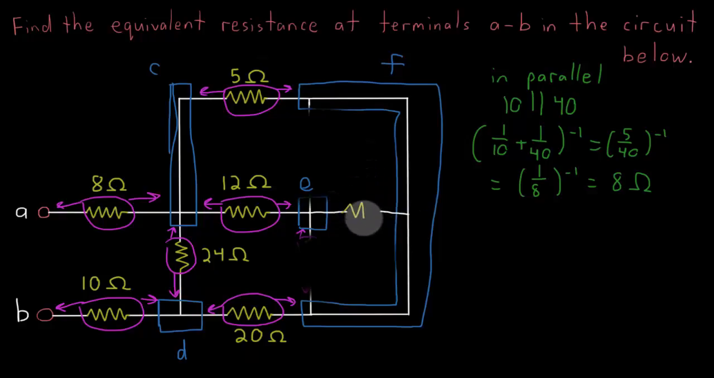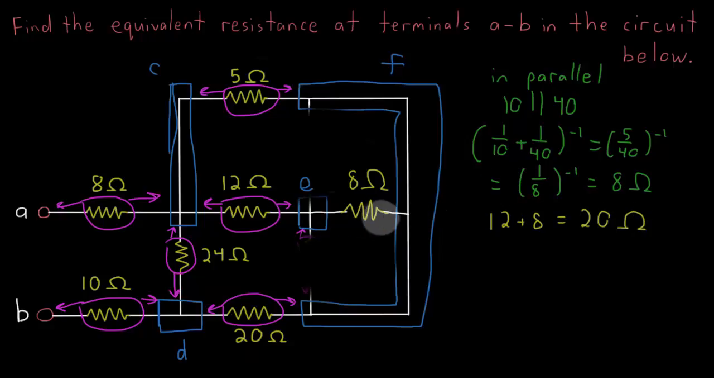Alright, and this new resistance is now 8 ohms. So now if we look at this resistor, we can actually see that it's in series with the 12 ohm resistor since they share node E exclusively. So now we can combine these two resistors: 12 ohms plus 8 ohms equals 20 ohms. So that would be our new resistor.